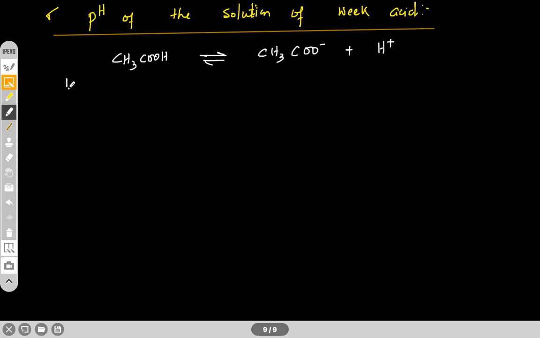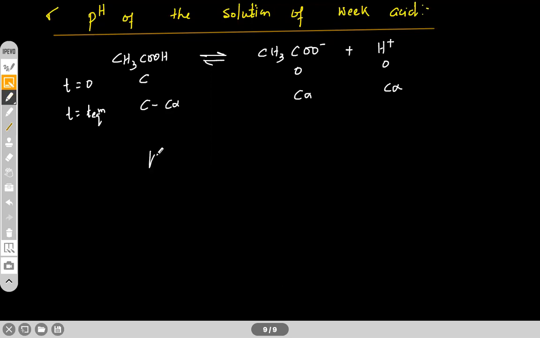Okay. So at time t equals zero, if we assume C, 0 and 0. So at time t equals equilibrium, suppose when it is maintained, it is C minus C alpha. This is C alpha, this is C alpha. Any doubt in this? Any doubt here? Tell me. Yes or no?